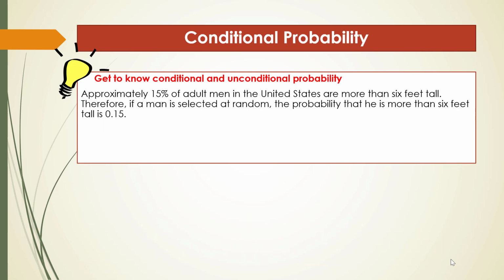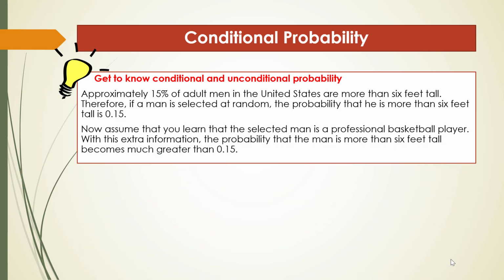Let's consider this example. Approximately 15% of adult men in the United States are more than 6 feet tall. Therefore, if a man is selected at random, the probability that he is more than 6 feet tall is 0.15. Now assume that you learn that the selected man is a professional basketball player. With this extra information, the probability that the man is more than 6 feet tall becomes much greater than 0.15.